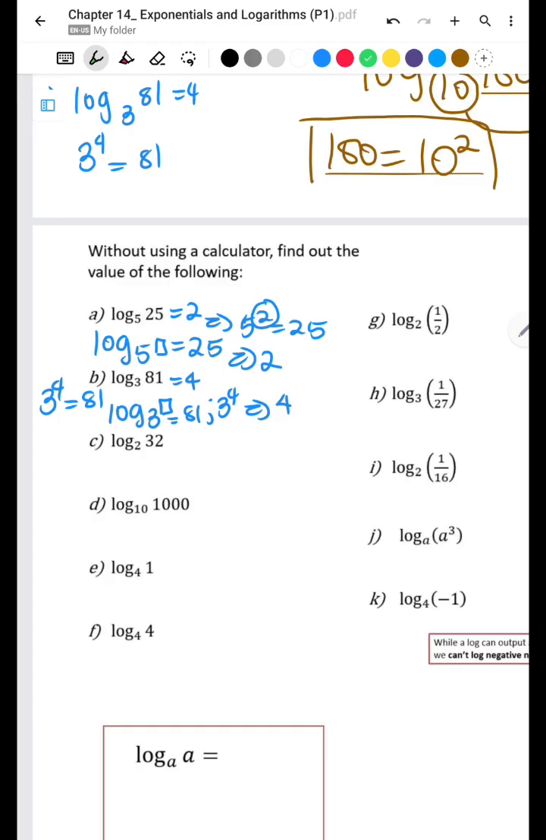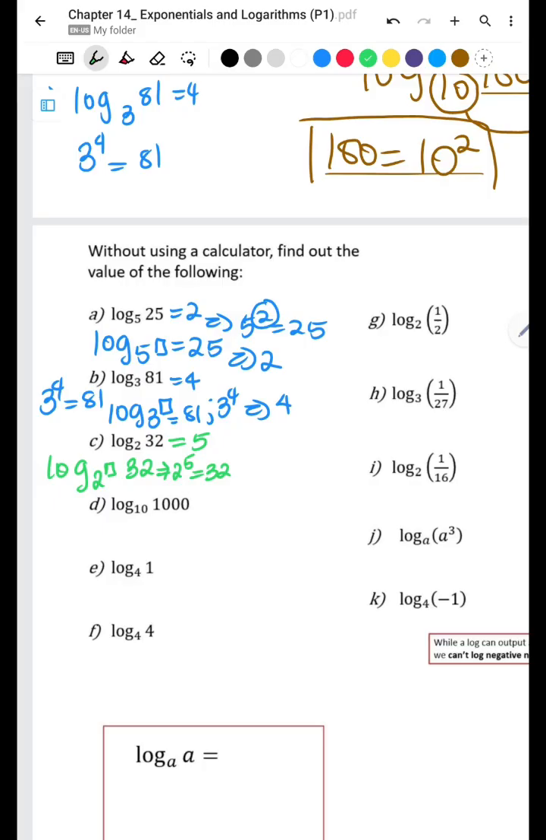For the C part, log base 2 of 32: 2 to the power of what gives me 32? 2 to the power of 5 is equal to 32. So my answer here is 5.